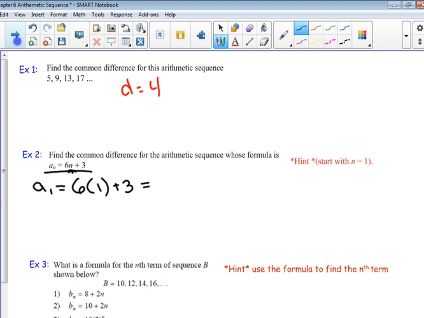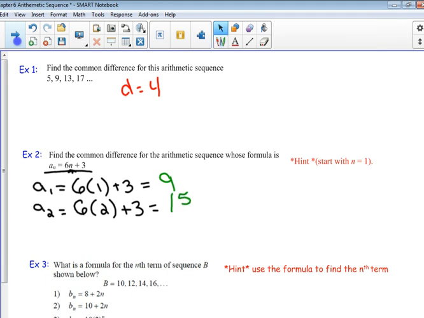9, good. So 9 is the first term. How can we get the second term? 7, 2, good. So we're going to a sub 2. So we got 6 times 2 plus 3. Good there. Good job. Very nice.